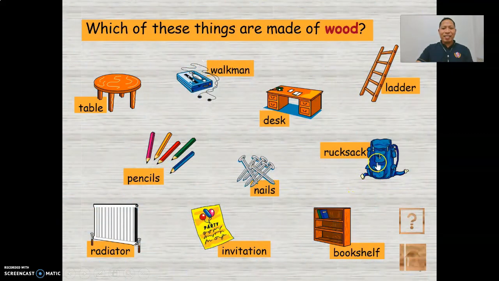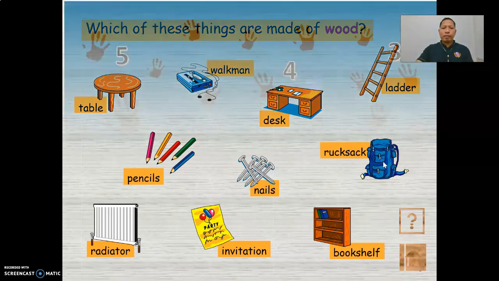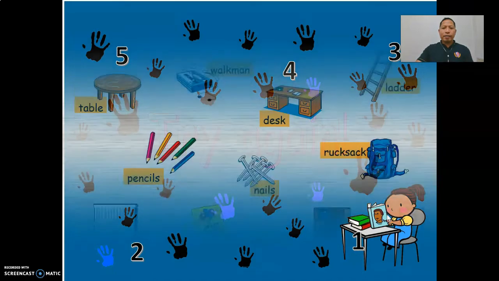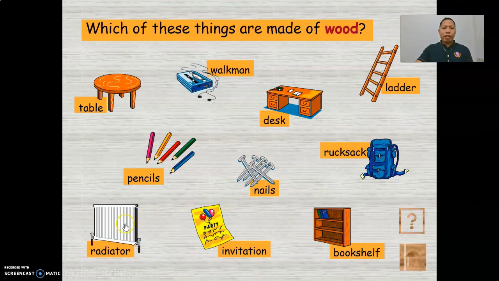Okay, next. Rucksack, a bag. Rucksack bag, is it yes or no? Is it made of wood? Okay, raise your hand if you said yes. If you said no, do like this. Okay, 3, 2, 1, go. Okay, good.